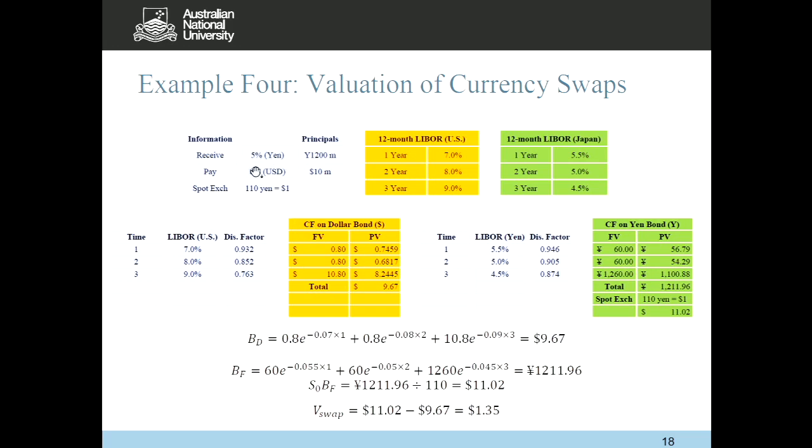Now you do the same thing to the Japanese yen bond. The Japanese yen bond is paying a 5% coupon, so 5% multiplied by 1,200, so it's paying 60 million Japanese yen every single year. And bear in mind, you have to use the Japanese LIBOR rate to discount each coupon and also discount the principal back to the present. So that's how much this Japanese yen bond is worth. And then remember to convert the Japanese yen bond into US dollar. All right? After converting, you realize your Japanese denominated bond is actually worth 11.02 million US dollar.